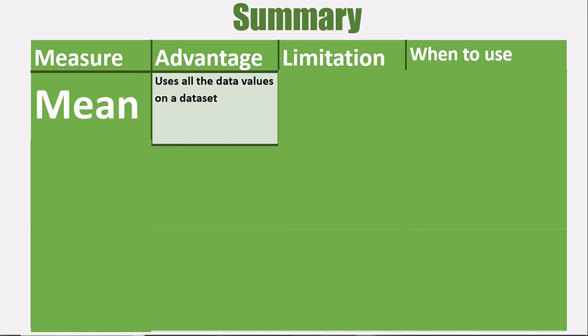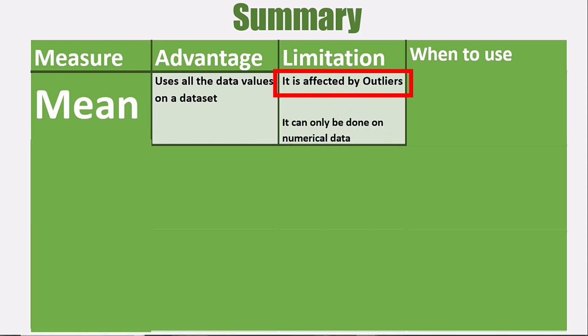The biggest advantage of the mean is that it uses all the data values in your data set, and that's the reason why the mean is the most popular measure of central tendency. But the limitation is that it is affected by outliers since it uses the entire data set. Outliers are data points or values that are way too big or too small compared to the rest of the values. So if you have such a data set, then the mean might not be a good measure for you. And also, it can only be done on numerical data. That is another limitation of the mean.